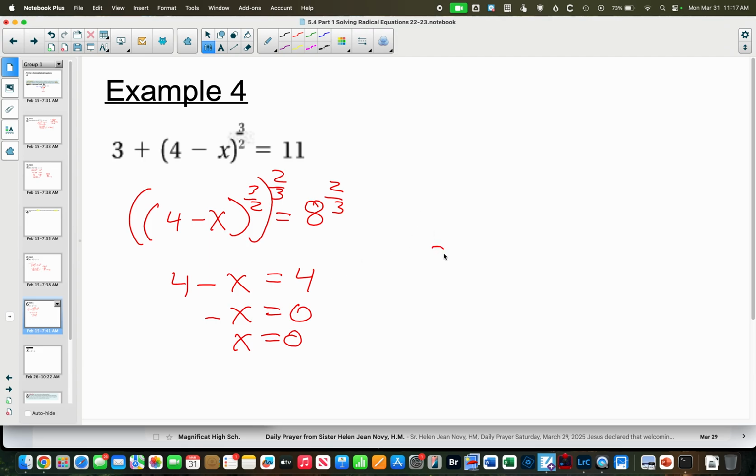We're going to check our answer. It's 0, so it goes away. The square root of 4 is 2, and 2 cubed is 8. So that becomes 8, and 3 plus 8 is 11. So it checks out.